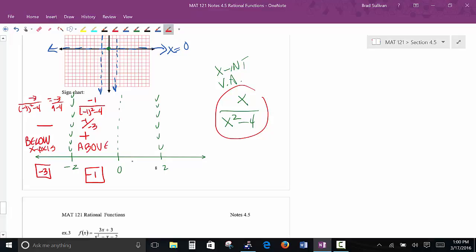Now move on to the next interval. Let's use 1 and see what we get. So we're going to plug in. We're going to have 1 over 1 to the second minus 4. In your head, is that positive or negative? That's negative. It's 1 over negative 3. So that's negative. That means we're below. Now go to the next interval. Let's go to 3. Crunch it out. That's going to be 3 over 3 squared minus 4. Is that positive or negative? It's positive. So that tells you you're above.